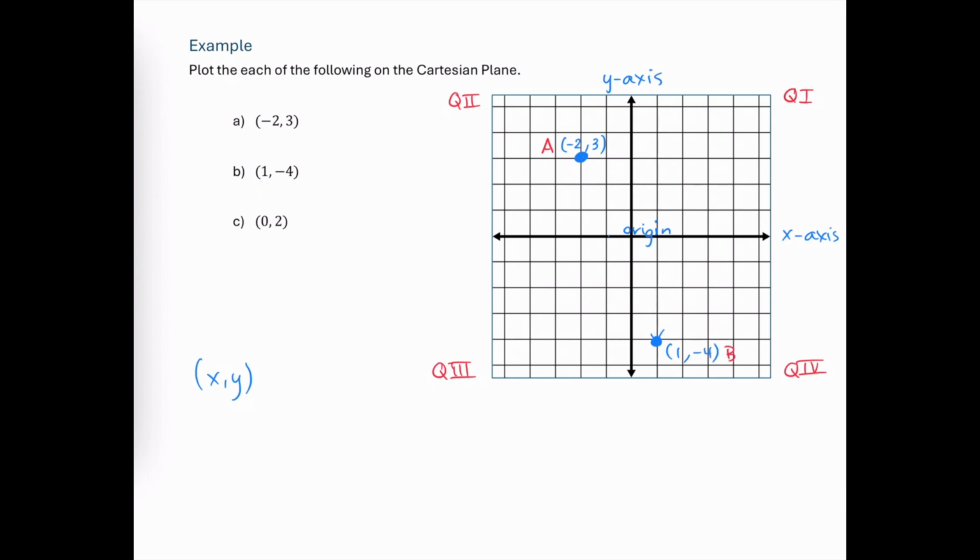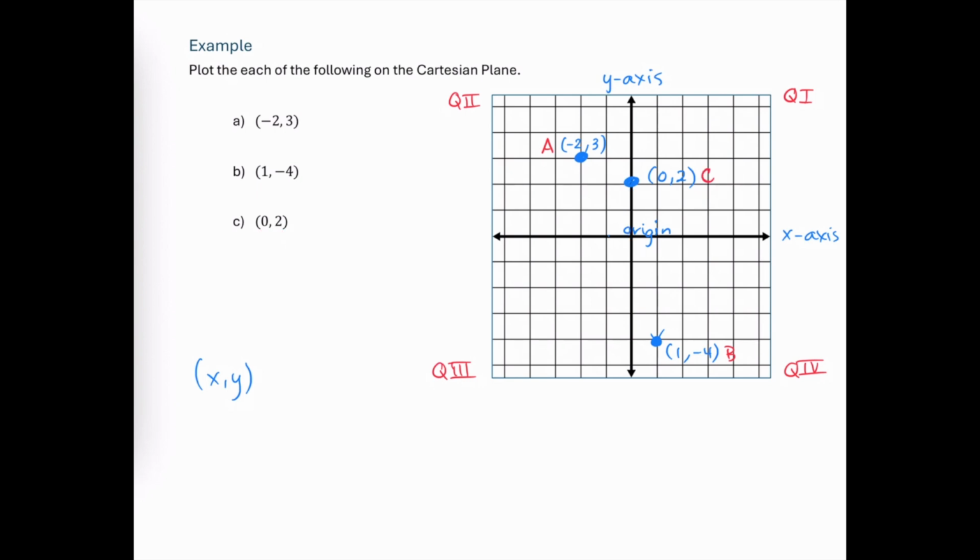To get our third point, we see that we don't move any in the direction of x, and we move 2 units in the direction of y. So starting at the origin, we don't go any left or right, we just move 2 units up, and that's going to give us this ordered pair here. 0, 2, again, we'll label that with our C value.